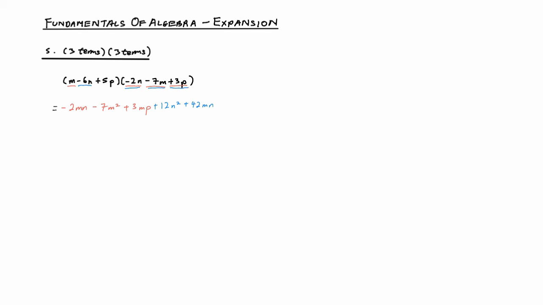Then we deal with the third one. So we have minus, plus will be minus. Then we have 6, 3 will be 18. And then n and p will be np.